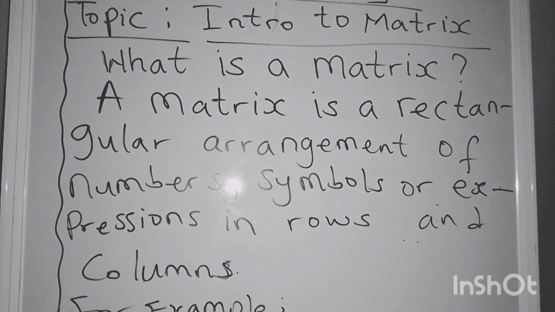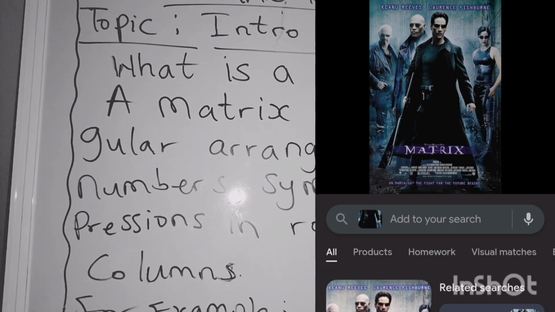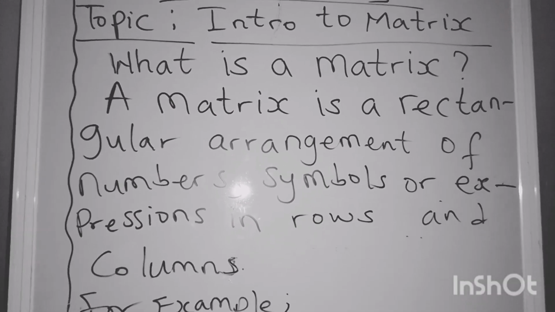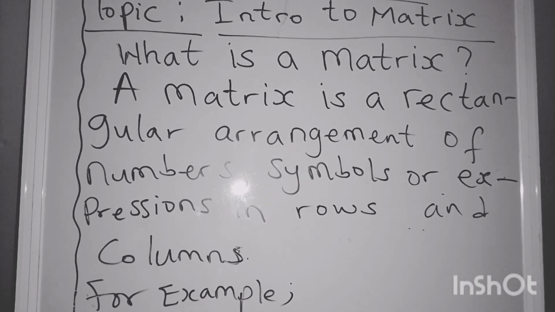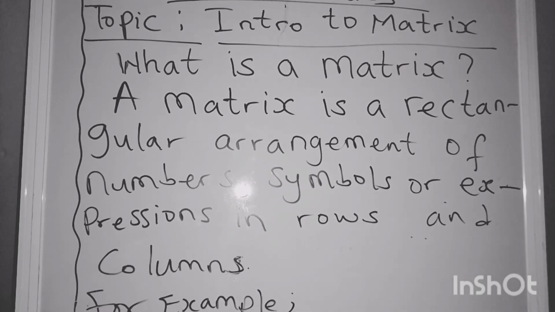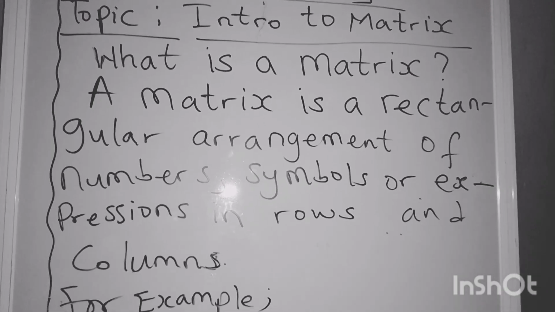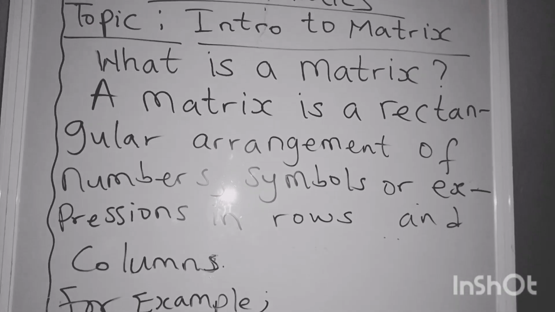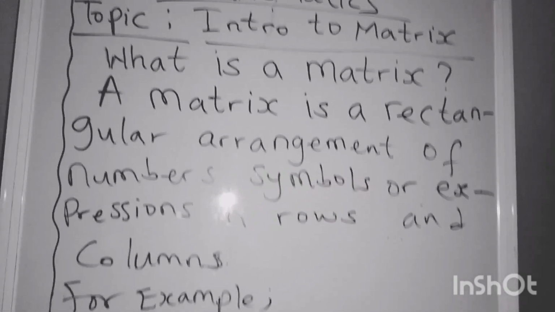Have you ever seen the movie called Matrix? Yes, where we had computers doing a lot of crazy stuff. Now, why did I mention the movie? The movie has a relationship to what a matrix actually is. Matrices are used in computer science. Matrices are also used in engineering and in different other fields. Now, let's get right into what a matrix is. What really is a matrix?